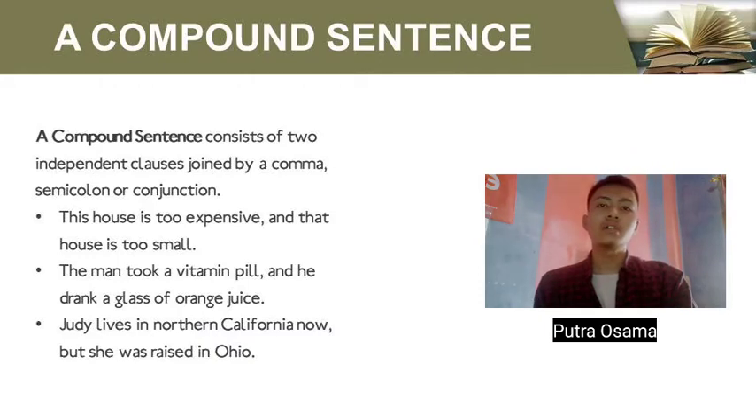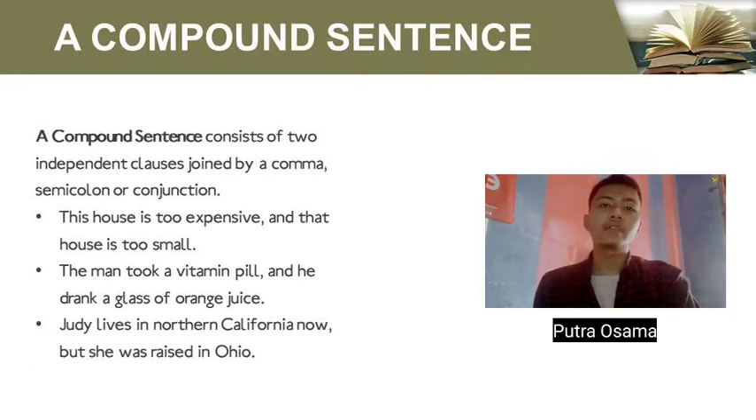For example number 1, this house is too expensive and that house is too small. This is a compound sentence because it has 2 independent clauses. The first independent clause is this house is too expensive, and the second independent clause is that house is too small. The sentence is joined by a comma and the conjunction and. Example number 2. The man took a vitamin pill and he drank a glass of orange juice. This is a compound sentence because it has 2 independent clauses. The first independent clause is the man took a vitamin pill, and the second independent clause, he drank a glass of orange juice. The sentence is joined by a comma and a conjunction and.